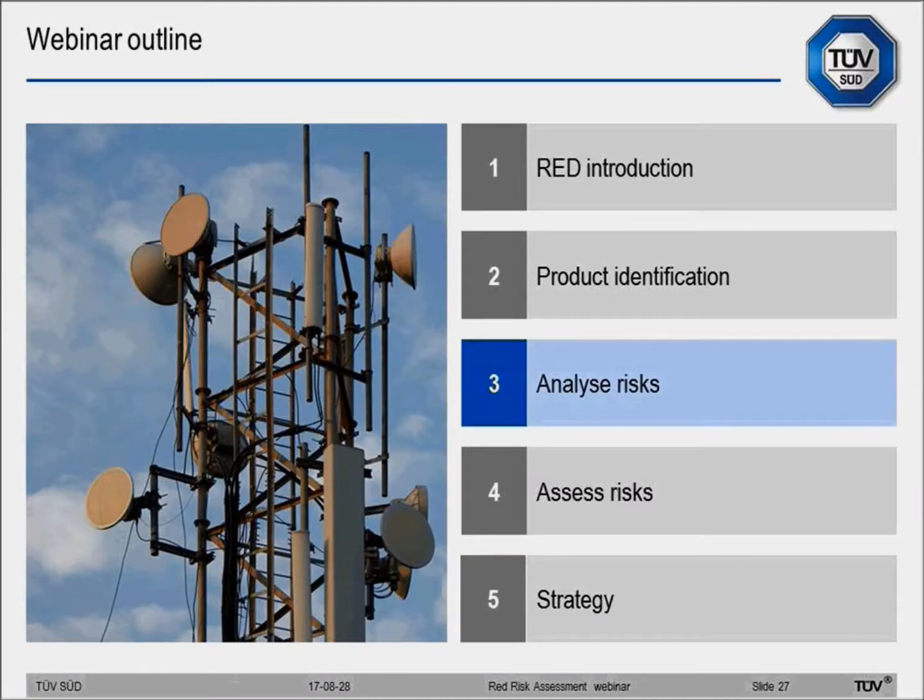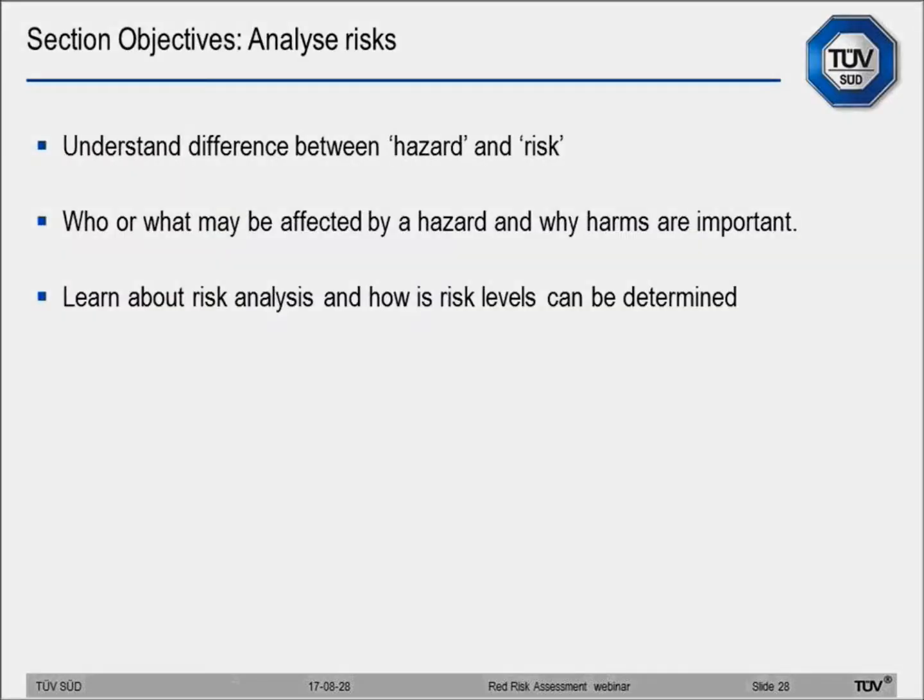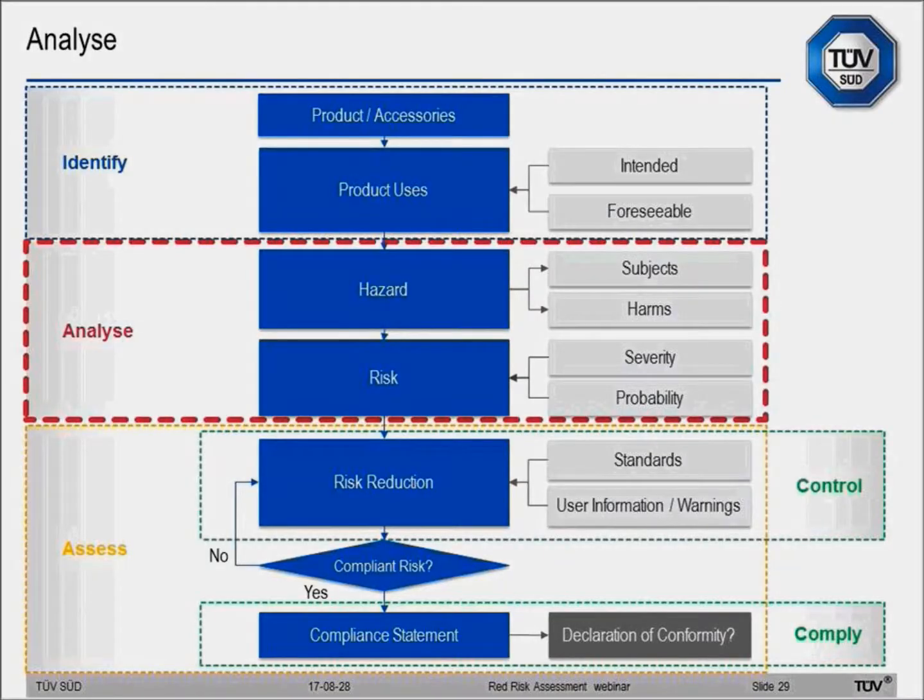Analyse risks. At the end of this section, you will understand the difference between hazard and risk, who or what may be affected by hazards, why harms are important in risk analysis, and how to quantify risk into something that you can assess with. The second key stage for a product risk assessment is risk analysis. Risk analysis aims to clarify the hazards and risks presented by product functions already identified, who or what is at risk, and what the likelihood is.